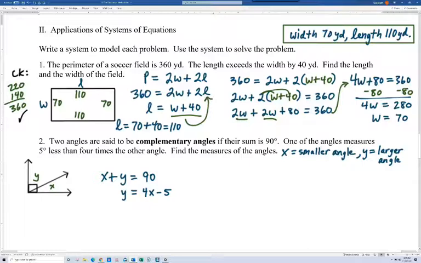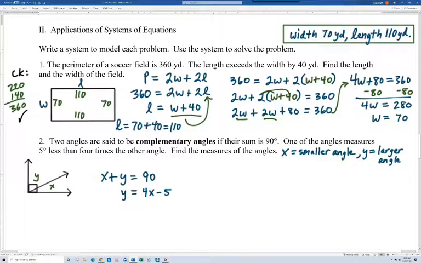Sometimes people will write 5 minus 4x here. Think of it this way, if you want 5 less than 100, that would be 95. You would take 100 and subtract off 5. If you want 5 less than 4 times the smaller angle, you would multiply 4 times the smaller angle and subtract off 5.